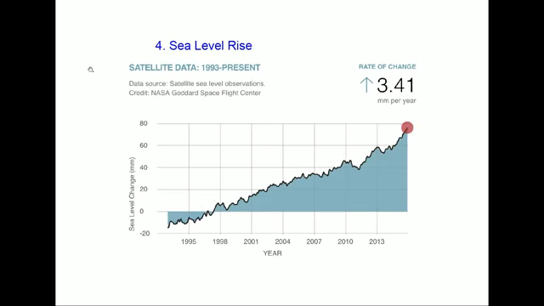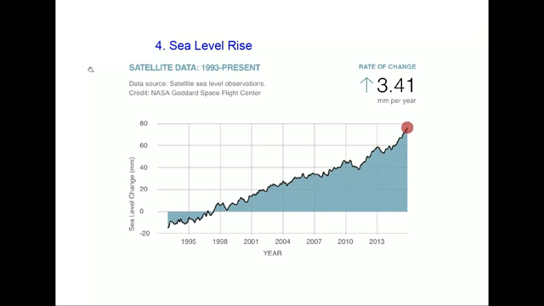Sea level rise. This is again something we can measure. You can measure it by measuring tide tables or by satellite directly looking down on the sea. And this is the sea level rise over the last 20 or so years. And it's gone up. Actually, it's gone up a lot. It's gone up by 80 millimetres. So it's quite a significant amount.